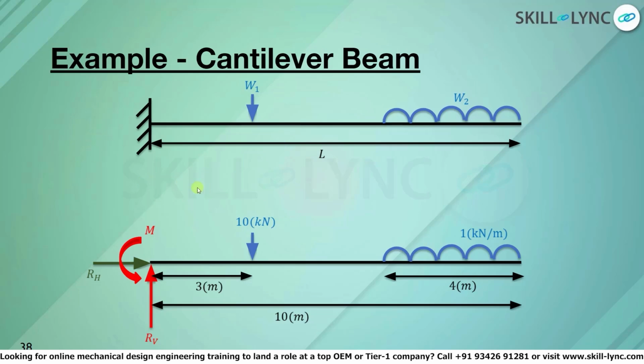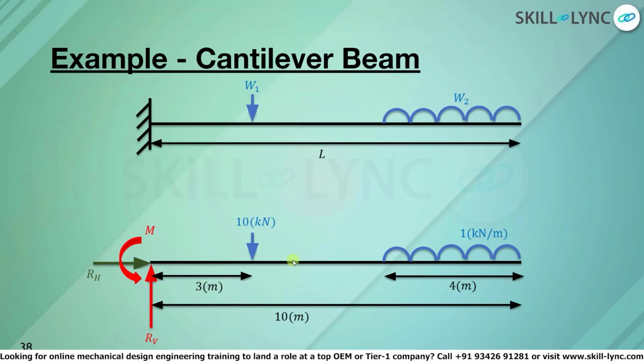Since this end is a fixed end, we have three reactionary forces: RH, which is the horizontal reactionary force, RV, which is the vertical reactionary force, and a moment, M. This is because in a fixed end, the beam is restricted from motion in both horizontal and vertical directions as well as rotation. Thus, we have these three reactionary forces, similar to our simply supported beam.